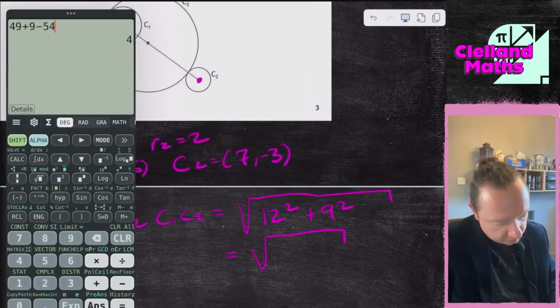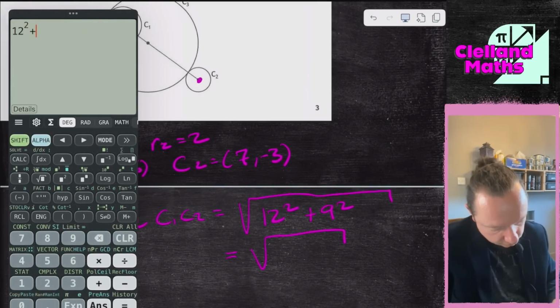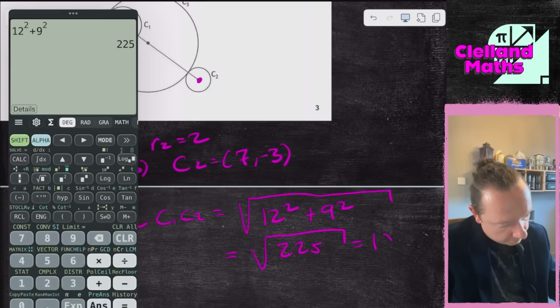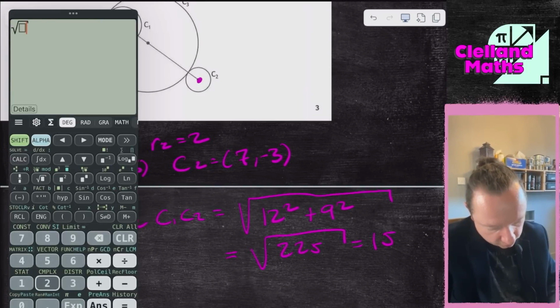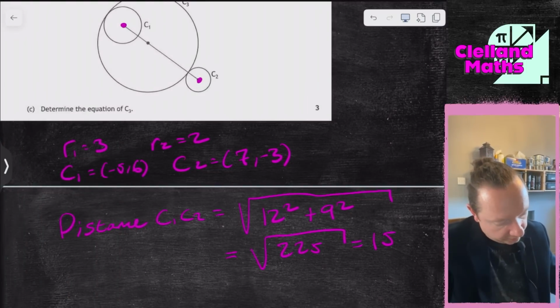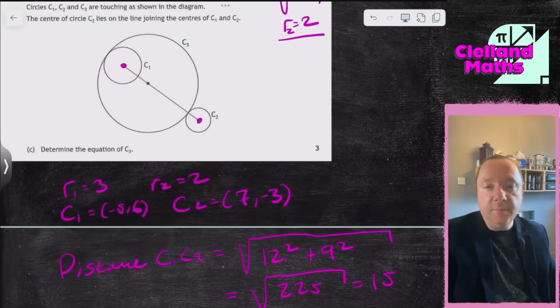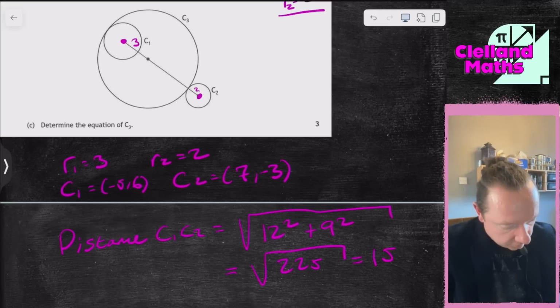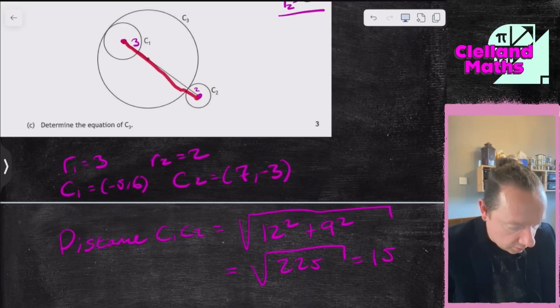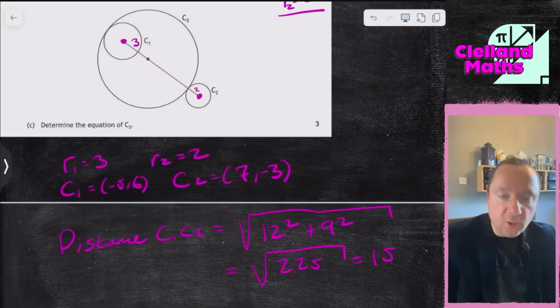12 squared plus 9 squared is 225, which square roots to 15. You check out yourself, I just know that one. So we know that the distance between centres is 15. So how does that help me get the radius, you might be wondering? I've worked out my distance between the centres, so I now know that this whole line here is 15. So how am I going to get my radius?